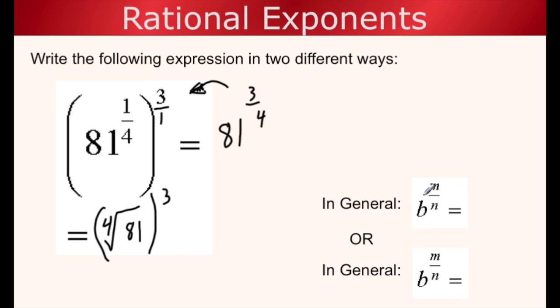And this is true in general. In general, we could rewrite this as b to the power of 1 over n, all to the power of m. So going backwards, notice we're just going backwards in the power of a power rule. Or this is the nth root of b, all to the power of m. So radical form, exponent form.